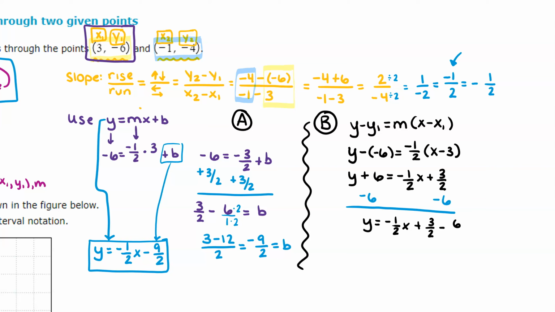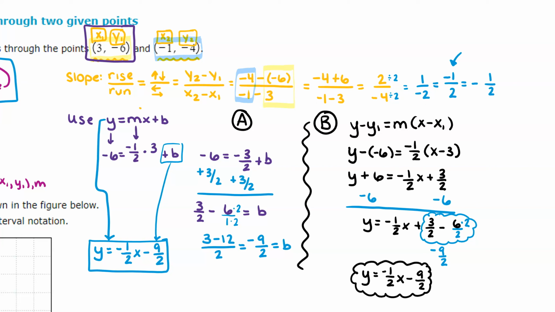And so the same math that I did over on this left-hand side, I've got to make the bottoms match. So when I put these two pieces together, I get negative 9/2. So my equation is y equals negative 1/2 x minus 9/2. And I got to the same exact equation. So it's your choice which one you use, option A or option B.